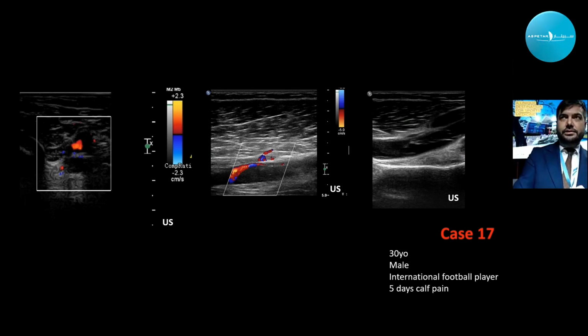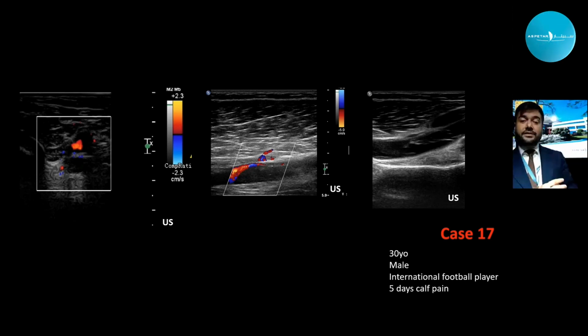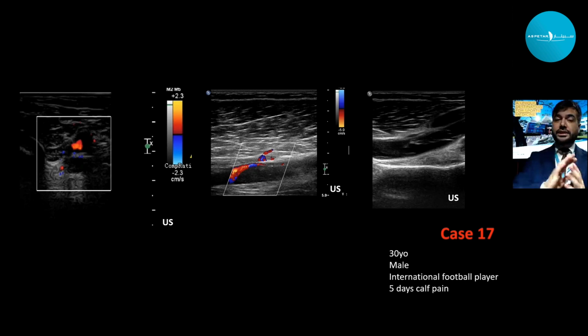I like this case also. This is the last case of vascular disease. This is a 30-year-old male international football player with 5 days of calf pain. I do the ultrasound. I don't find any muscle strain, no DVT.